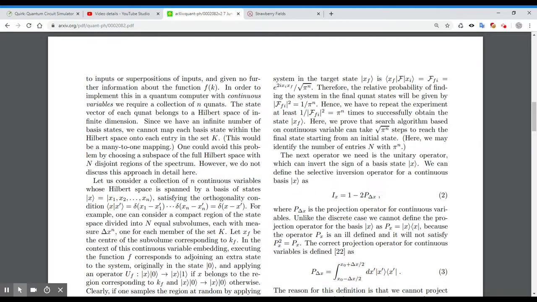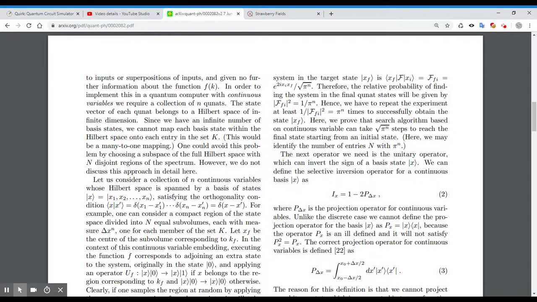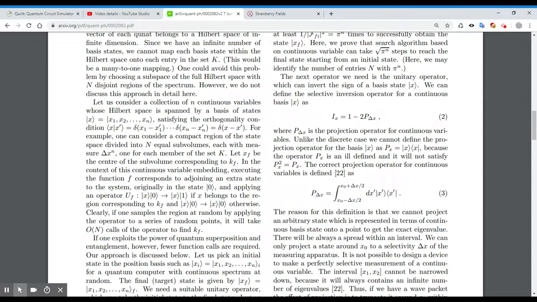The next operator we need is the unitary operator which can invert the sign of a basis state. We can define the selective inversion operator for a continuous basis, where is the projection operator for continuous variables. Unlike the discrete case, we cannot define the projection operator for the basis x as this, because the operator px is ill-defined and it will not satisfy the correct projection operator.